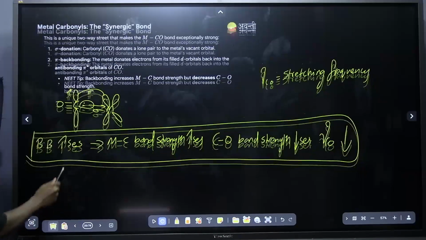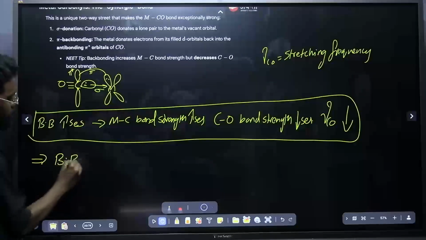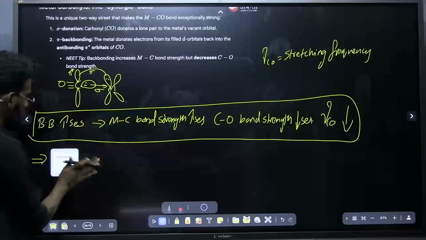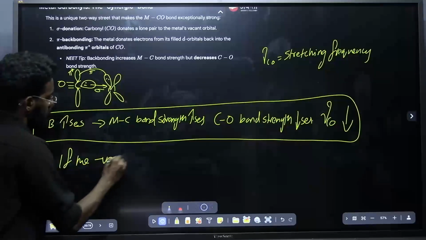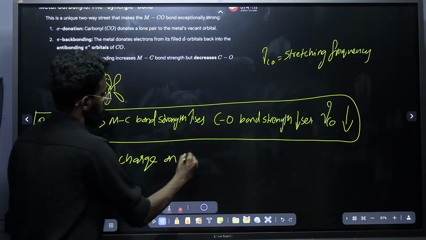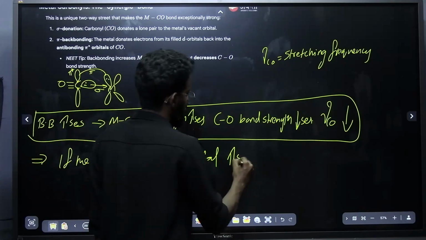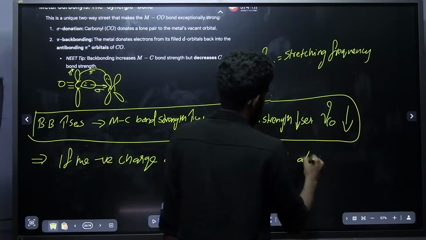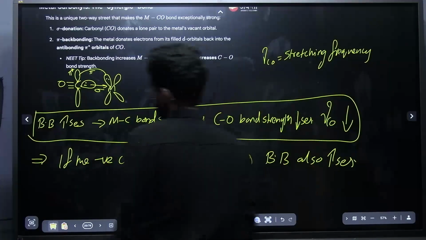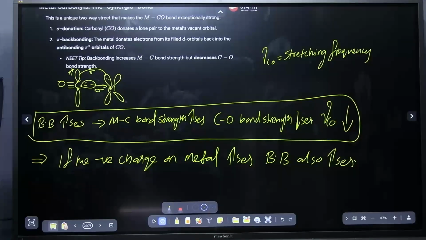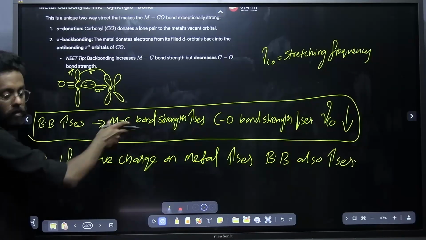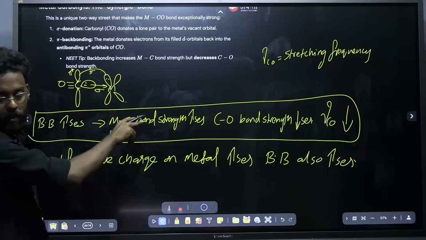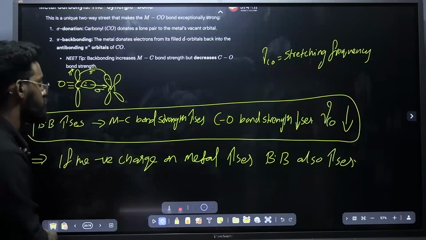Now how can we increase the back bonding? If the negative charge on the metal increases, back bonding also increases. This is the only point that you have to note down in the case of synergic bonding or synergic effect. Back bonding increases, metal carbon bond strength increases, then carbon oxygen bond strength decreases and stretching frequency decreases, just opposite to the bond length. This is bond strength, and all these are just opposite to the bond length.